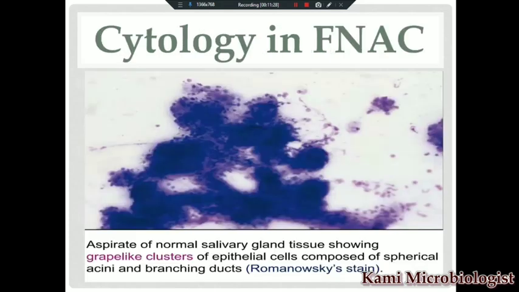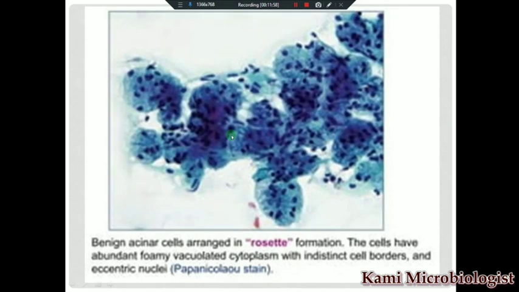Now under the microscope, these are the different pictures that I have taken. If you wanted to see the cells under the microscope, this is the Romanowsky stain, and in this field, this is actually normal salivary gland tissue showing grape-like clusters of epithelial cells composed of spherical acini and branching ducts. This is the first field, the salivary gland area.